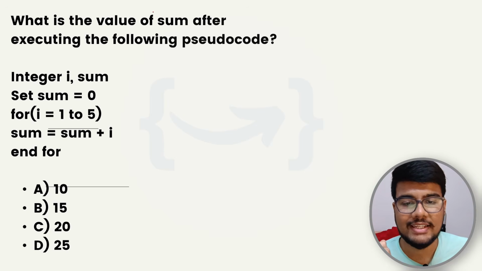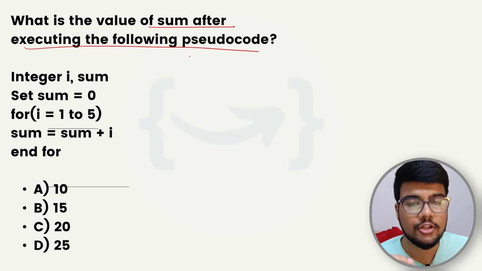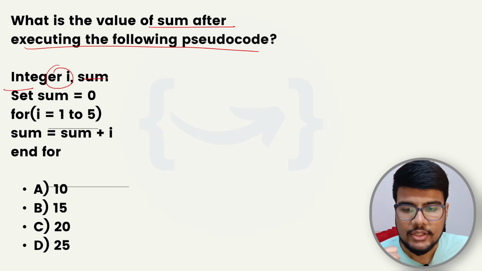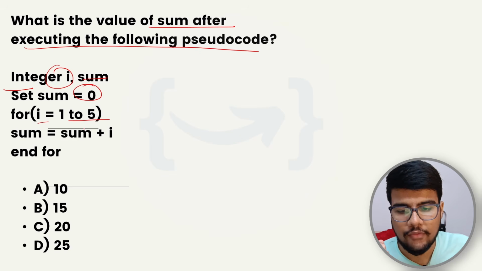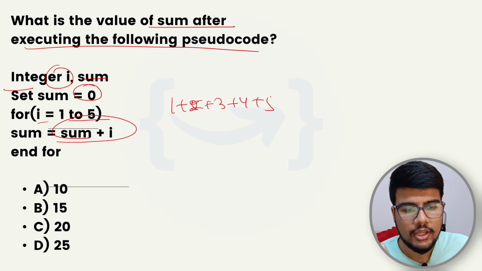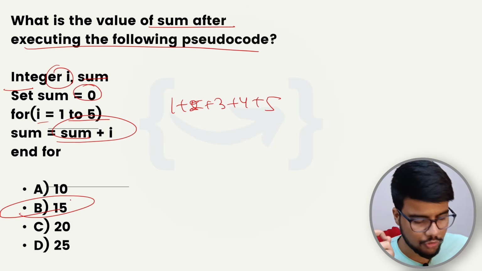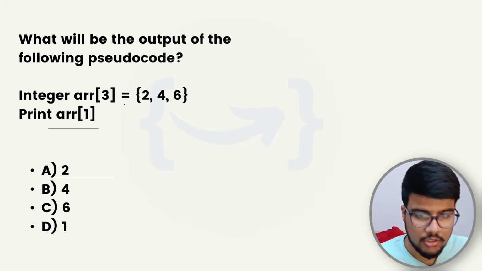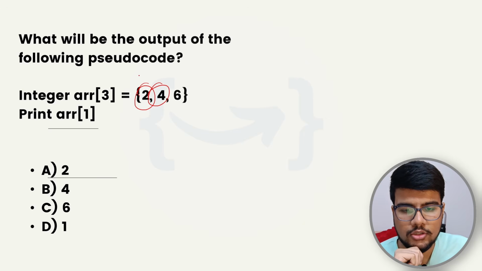So yeah, what is the value of sum after executing the following pseudocode? Integer I, sum equal to 0, sum plus I, I up to 5. Now sum plus I, which is finding some value. So how can you find it? 1 plus 2 plus 3 plus 4 plus 5, which is equivalent to 15. So bingo, you have solved this question. So yeah, 15.